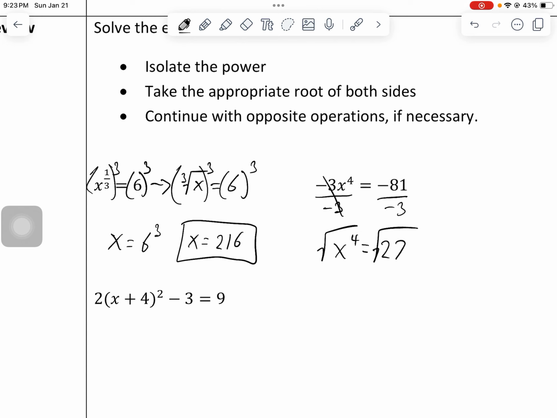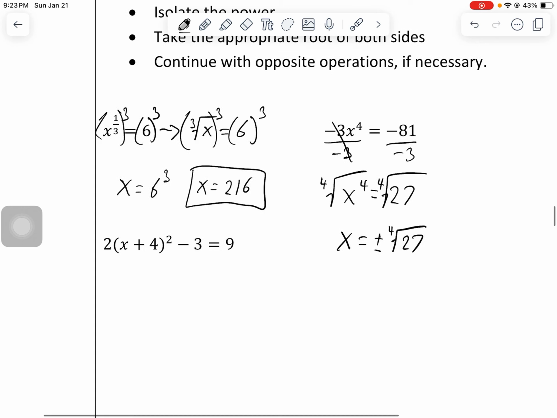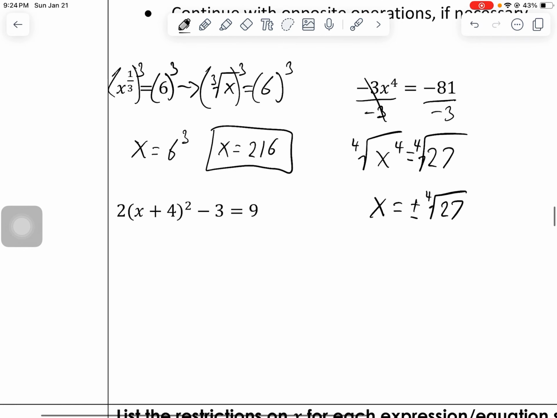And then when we take the fourth root here, because I want to do the opposite, I would get x equals plus or minus. This won't break into a perfect fourth root because 27 is a perfect cube, so it's just short. So we're going to leave our answers plus or minus the fourth root of 27. Now note, I did plus or minus because this is a fourth root. If it's an even root, you have to remember to do the plus or minus part.